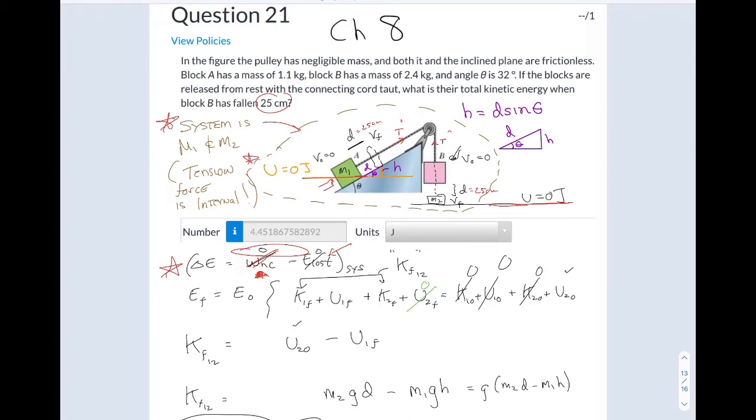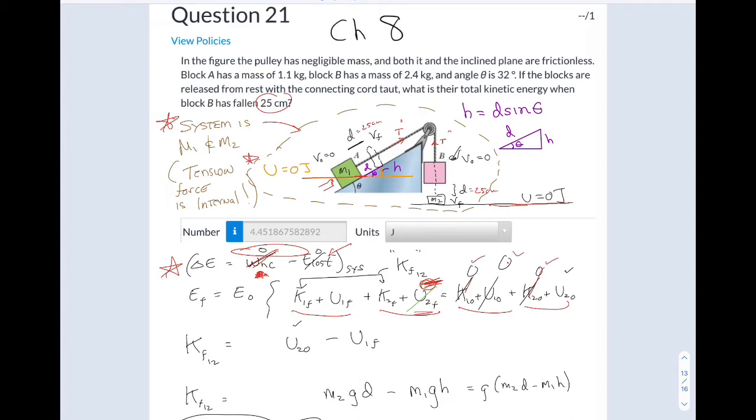So let's see. I wrote down my final for number 1, final for 2, initial for 1 and 2, and then went through each term. So initials are easy. Initial kinetic is 0 for number 1 and number 2 because they're not moving. Initial potential for number 1, I chose that to be 0. Initial potential for number 2, I chose that to be 0. I'm sorry, not the initial potential for number 2. Whoops, that's not 0.